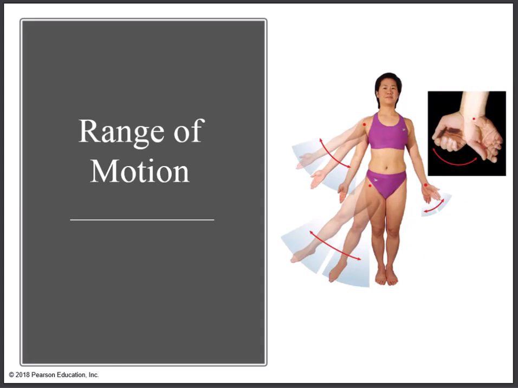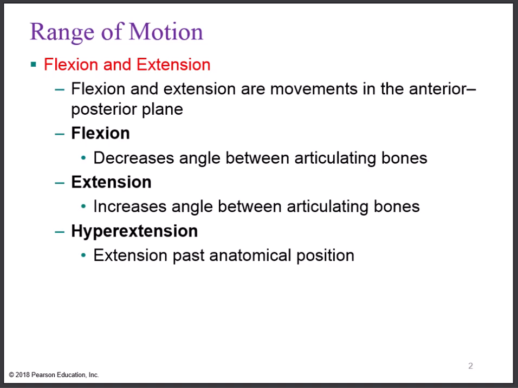In this lab, we'll be taking a look at range of motion. Let's begin by looking at flexion and extension. We can see that flexion and extension are movements in the anterior posterior plane. What that means is the body part will either move forward or backward, right? So the movement is going to be forward and backward.